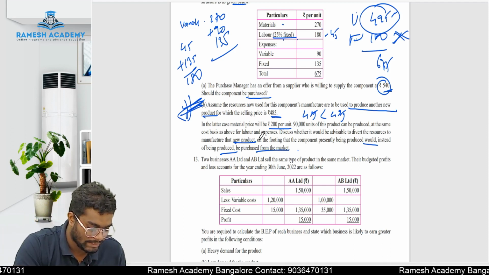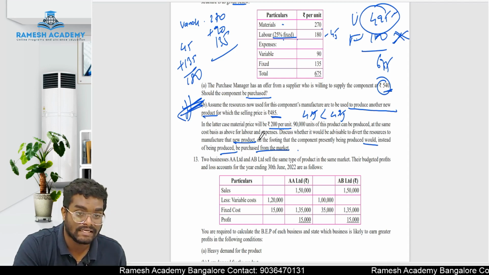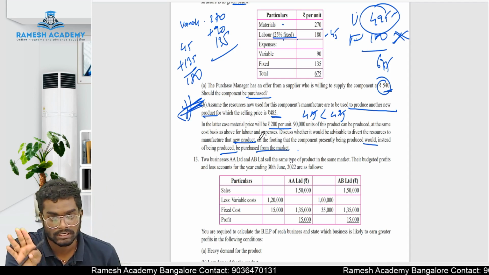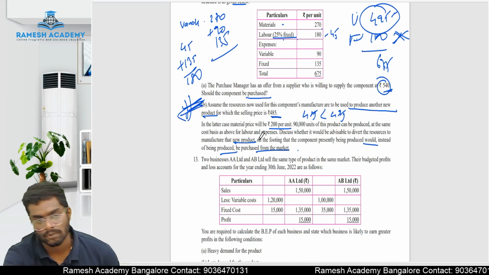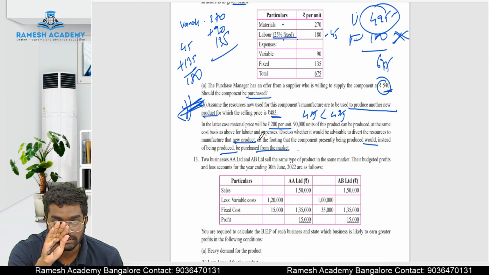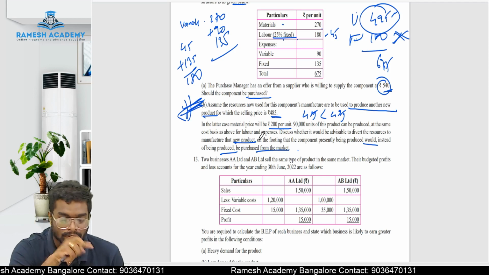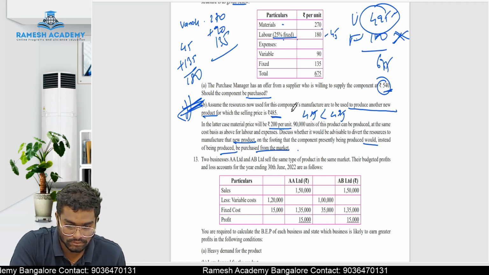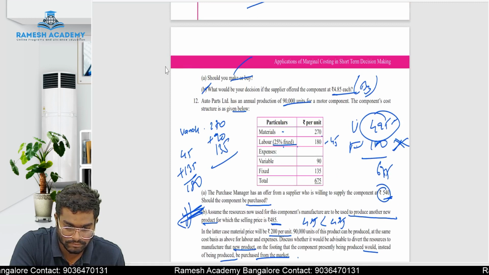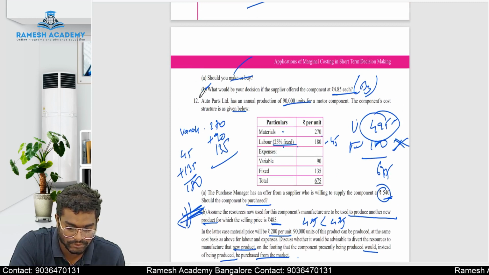495 minus 70, my net cost is 425. If you buy outside, it is 485. You will be at a profit of 60 rupees. Understood? So that is the thing here. Question number 12 is done. You can write down the notes based on the explanation.